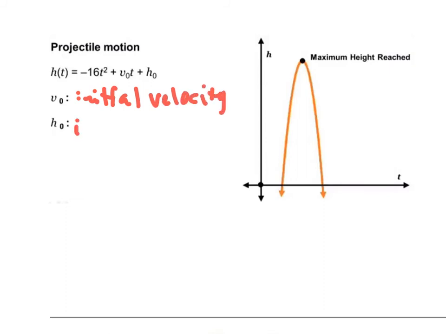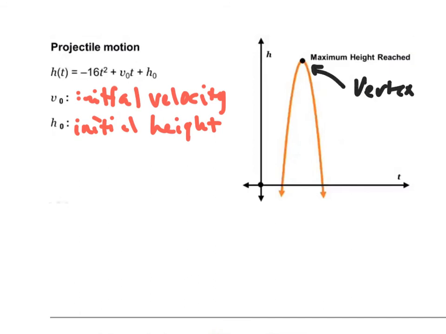H sub 0 is our initial height. Okay? And so here, the maximum height reached is the same thing as the vertex. Now, I do want to tell you that our x-axis is measured in time, and our y value is measured in height. And I think this is in feet.